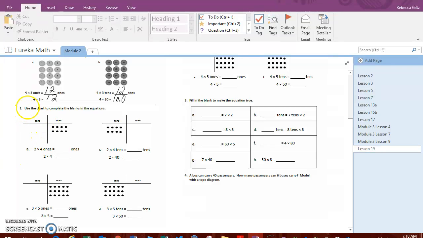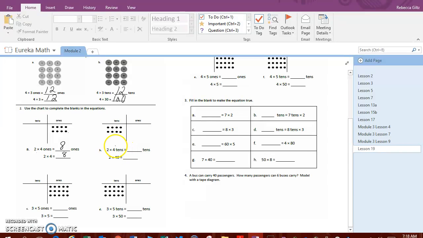So number 2 says use the chart to complete the blanks in the equations. This is a place value chart where we've got all the discs in the ones place. So we're working with ones. Our number sentence is 2 rows times 4 ones, and each row gives us how many ones? And you probably know that right away. That's 8 ones. So 2 times 4 is 8.